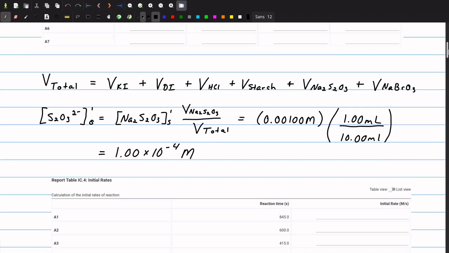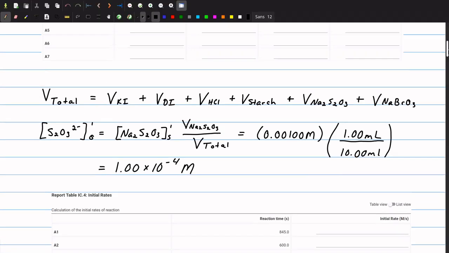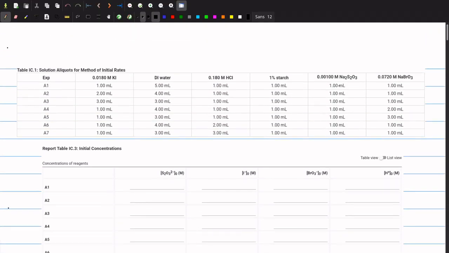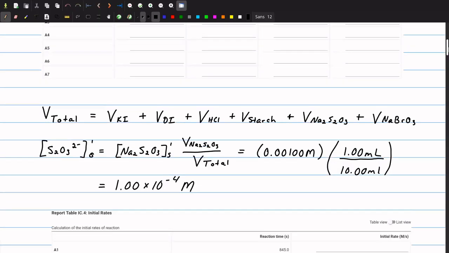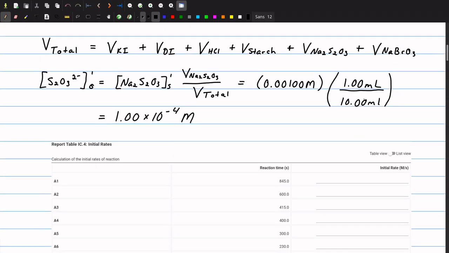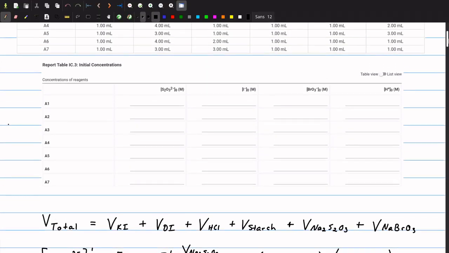We will, in the case of the very first solution, A1, see how much volume was in that solution of that sodium thiosulfate. So that was just 1 milliliter. And then we're going to divide that by the total volume that was in that solution. And we wind up coming up with 1.00 times 10 to the negative 4 molar. You'll then just repeat that through the rest of all of these various solutions.